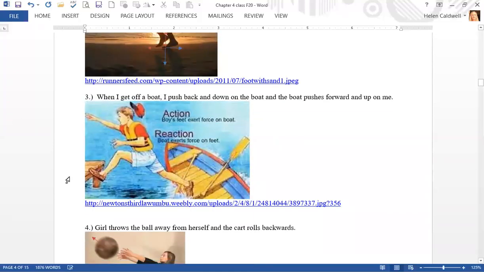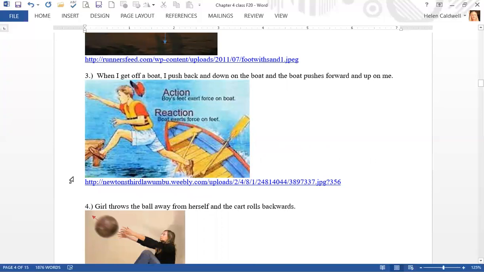Another example is getting off a boat. I always hated this part. If you've got a boat and it's not tied up securely to a dock, normally you would want it tied up both at the front and the back of the boat. The minute you step to get off, the boat moves. That's because the water is not a rigid surface. To get off the boat, you want to go up and forward. For the boat to push you up, you push down on the boat. You push back on the boat, it pushes you forward.